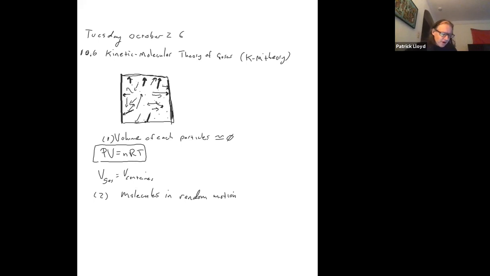So the molecules are in random motion. That means they're not moving all in the same direction. They're just moving randomly. And we would say that the collisions are elastic.